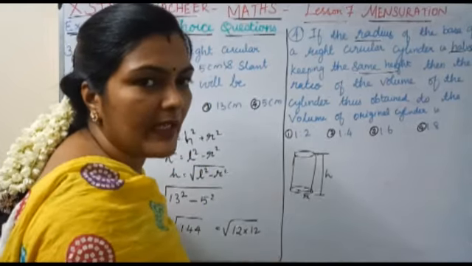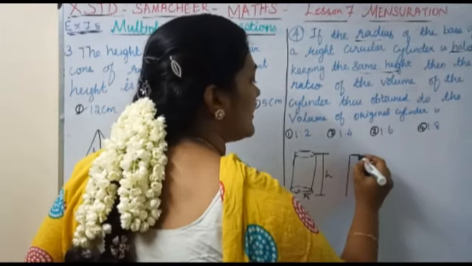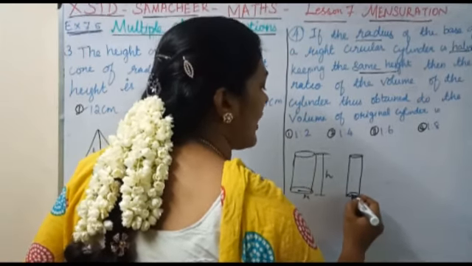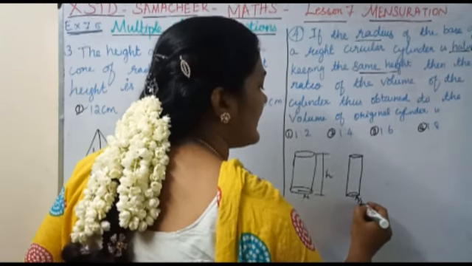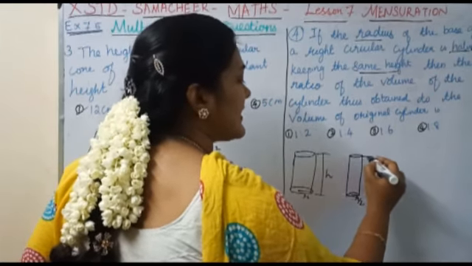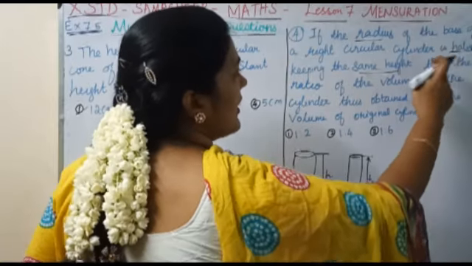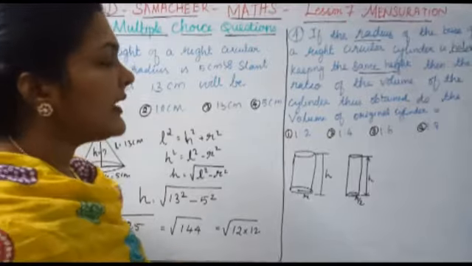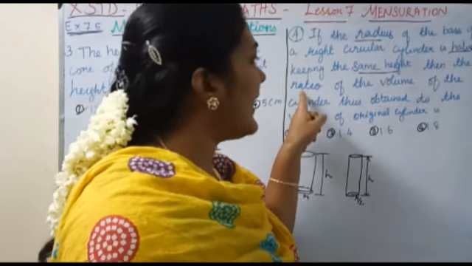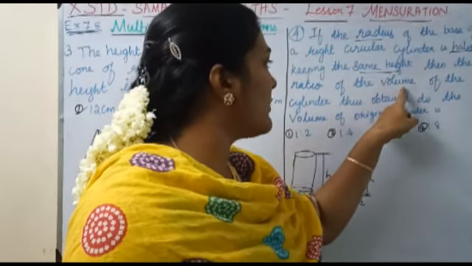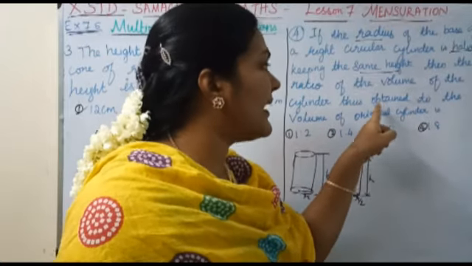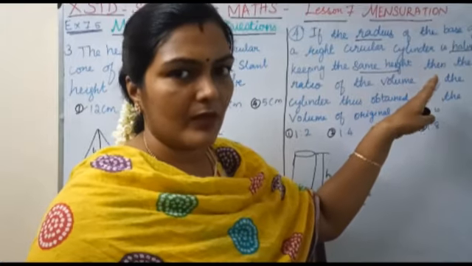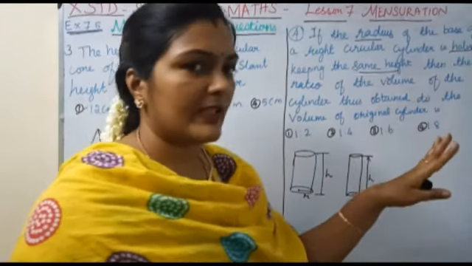Halved means what? Reduced to half. Okay? So the new cylinder which is formed has the radius r by 2 because the radius is halved, and the height is h. In the question they keep the same height for the new cylinder. Then what they are asking is to find the ratio of the volume of the cylinder thus obtained. Thus obtained means what? The volume of the cylinder where the radius is halved. Okay va? To the volume of the original cylinder.